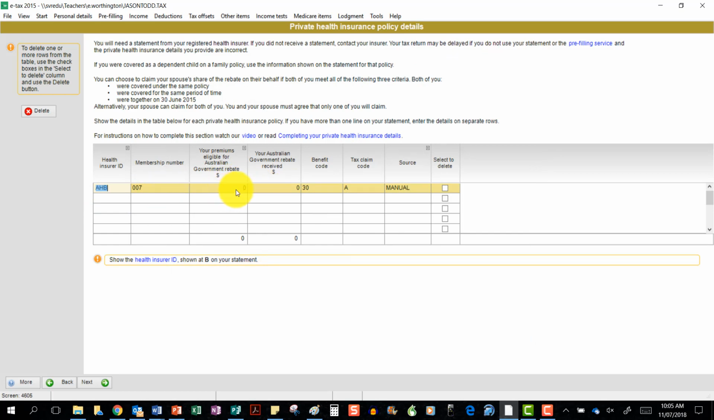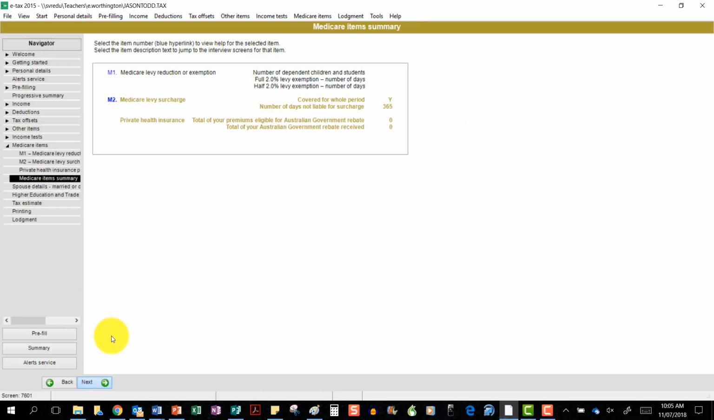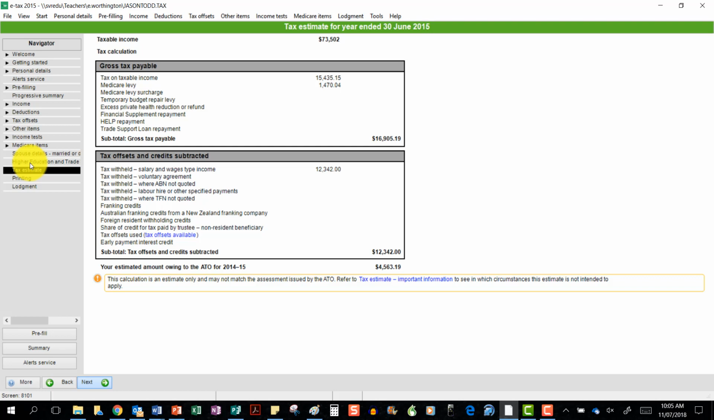So he's already made his claims to pay less during the time, so these are all 0. The benefit code was 30. It's given to you in the assignment. It's always a tax claim code of A, and then just clicking in next. And it gives you some summaries and so on, but which we don't need to worry. Now, the next thing to do is to come down to the tax estimate. And it's here at this point that this number down here, the $4,563.19, is the amount owing.